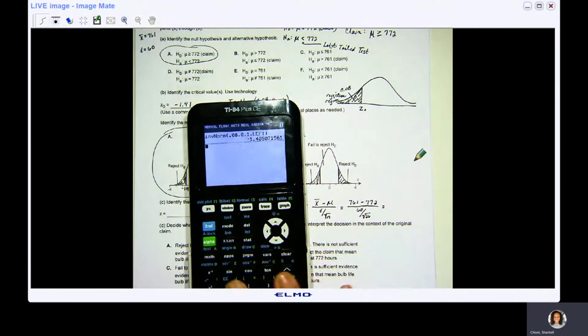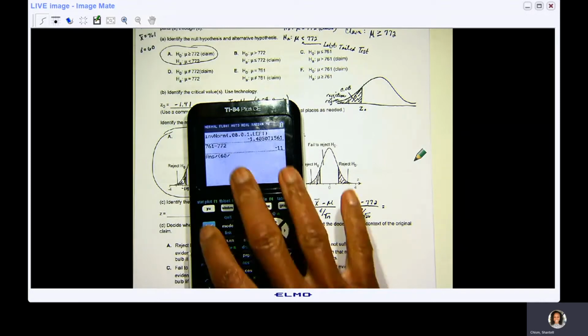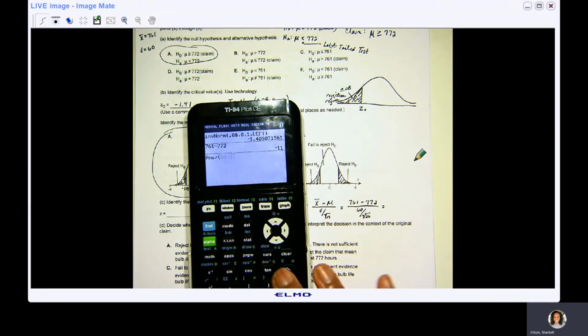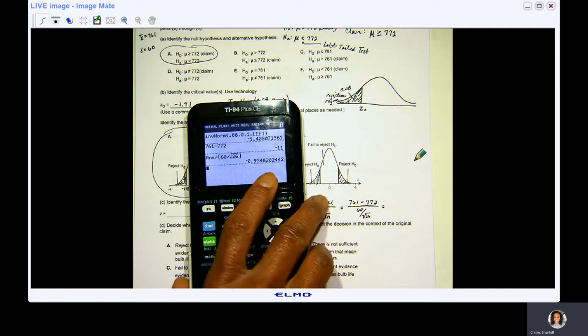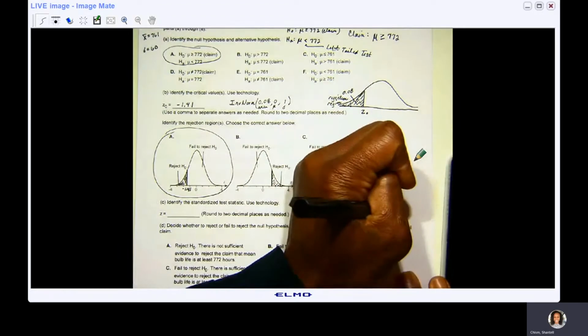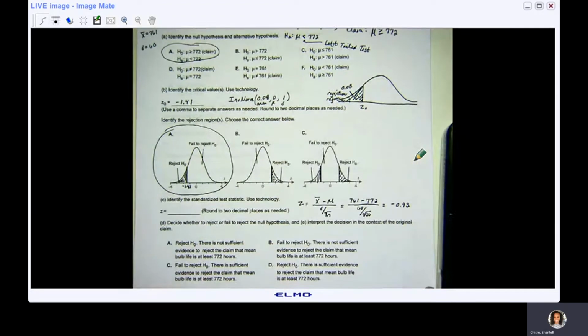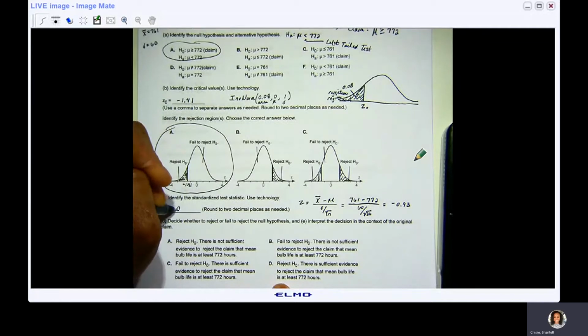So this would be negative. So let's just see, 761 minus 772. We get a negative 11. Then we're going to divide that by parentheses 60 over the square root of 26. So we get negative 0.93. Okay. So let's put right here, negative 0.93. We're rounding to 2 decimals.